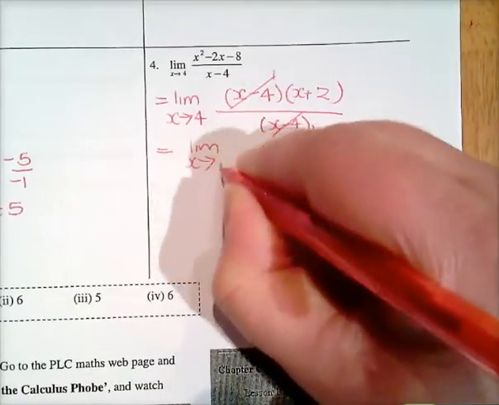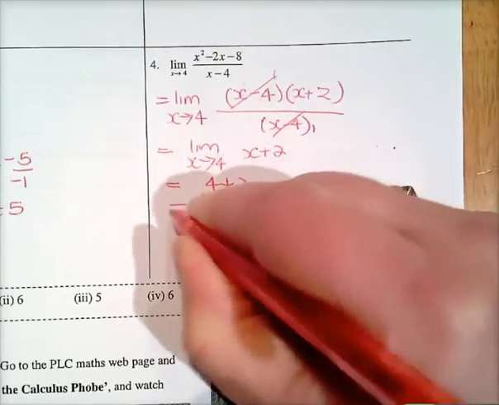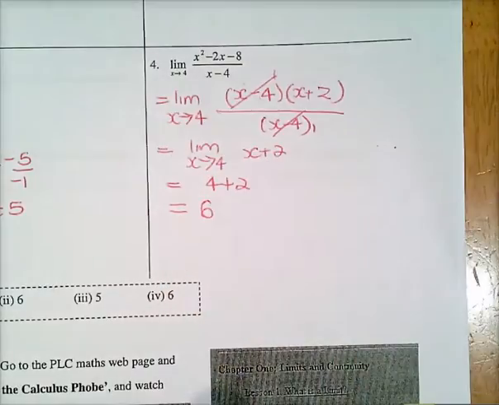So it's the limit as x approaches 4 for the function x plus 2. Once we do the substitution of 4, x is 4, we drop the limit notation and we get that our answer is 6. Okay?